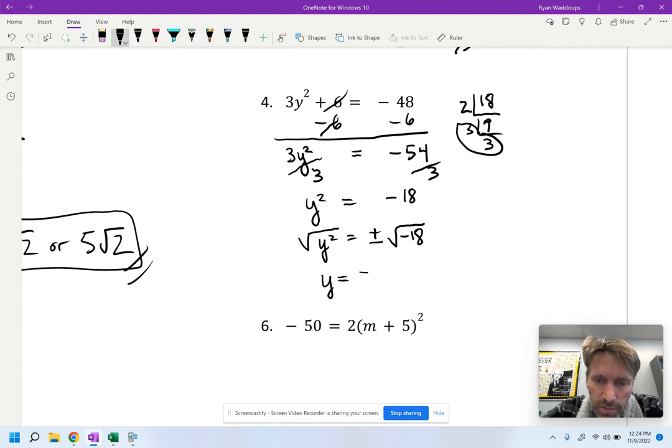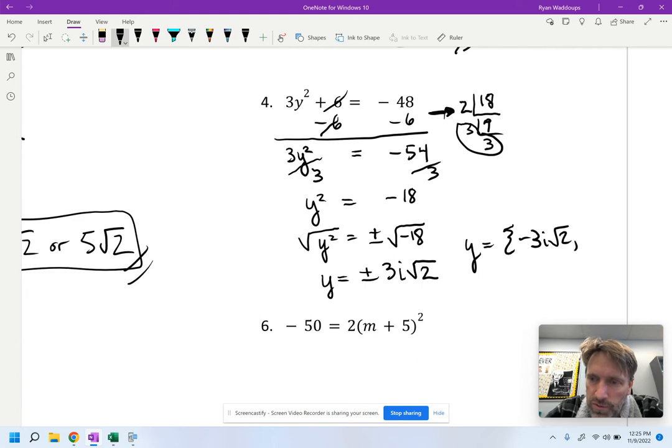And so y then is equal to plus or minus 3i square root of, and then the 2 that's up here stays under the radical. And so our solution set is negative 3i root 2 and positive 3i root 2.